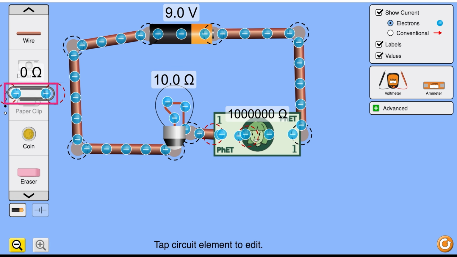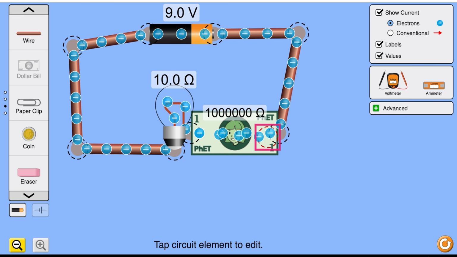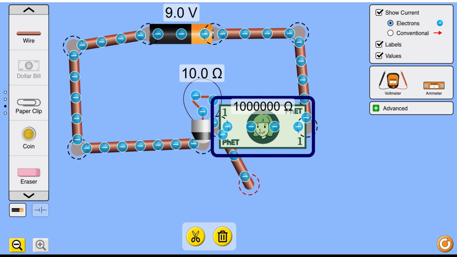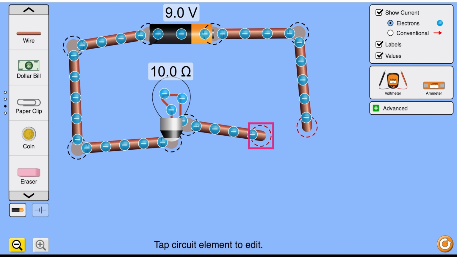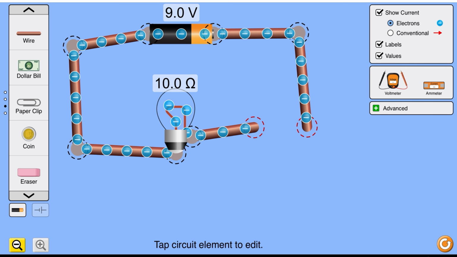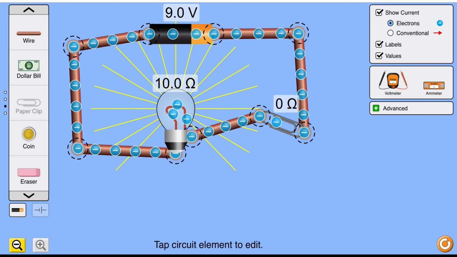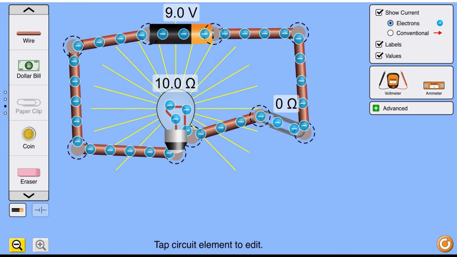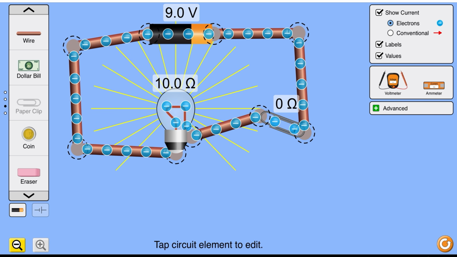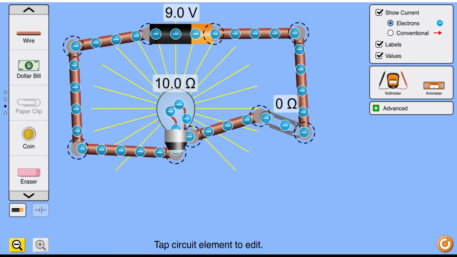So now I'll put the paper clip here. Okay, before that I have to remove it and make it suitable for other materials. Okay, now I have put the paper clip in between. It is showing 0 ohm resistance and electrons are flowing. Metals like paper clips are conductors. They offer little resistance, so the current flows.